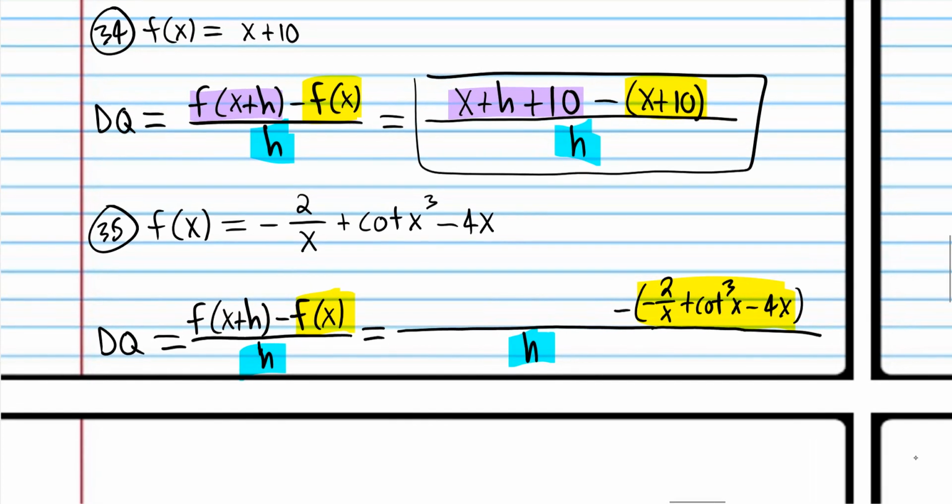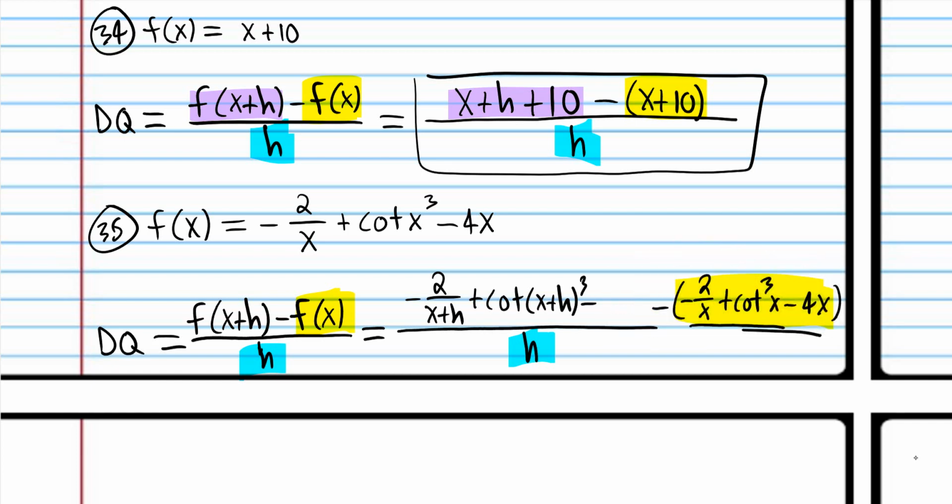Now f of x plus h, again, that's the hard part. We rewrite the exact same expression, but we replace x with x plus h. And we need a little bit more room here. Then we have -4 times x plus h. Sorry, we're kind of running out of room here.